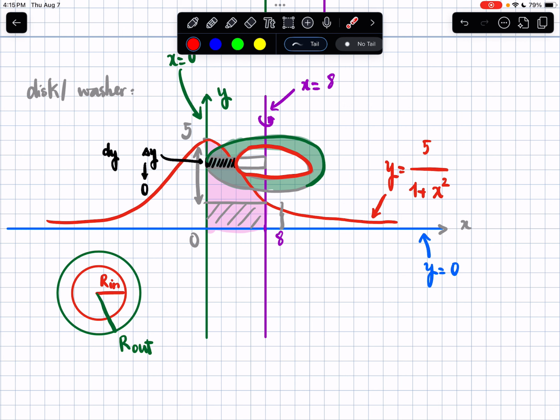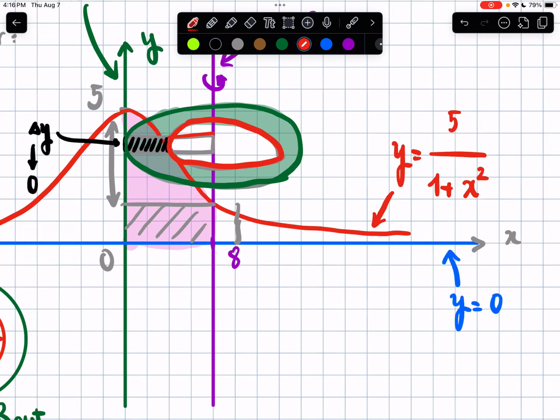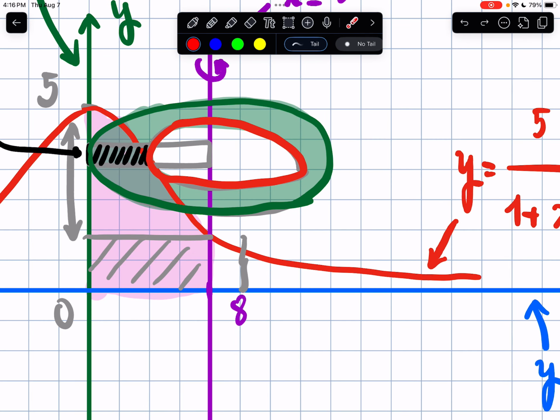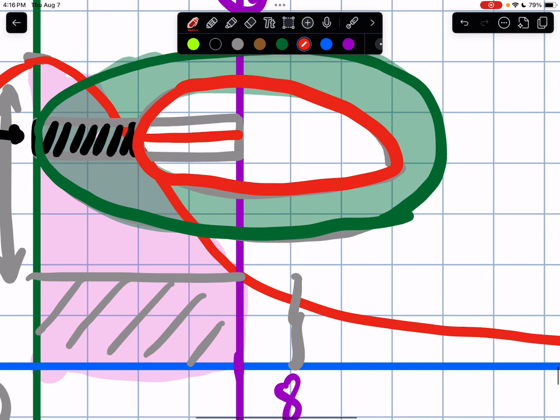The outer radius is easier because it's just the distance from the axis of revolution to the green curve, which is 8. But the inner radius is the distance from the red curve to the axis of revolution. So in our case, for example, it is this length.